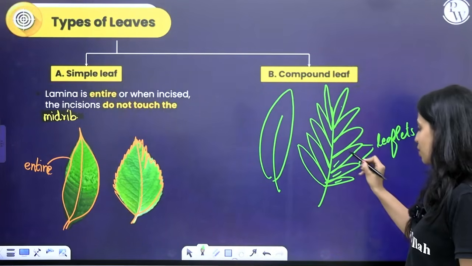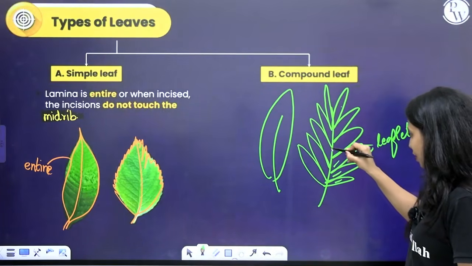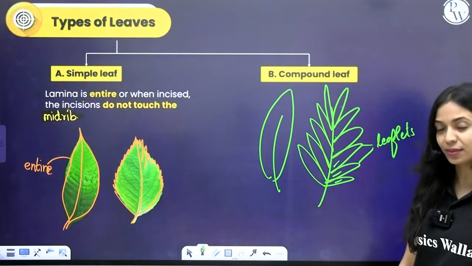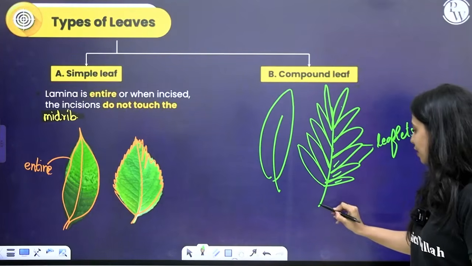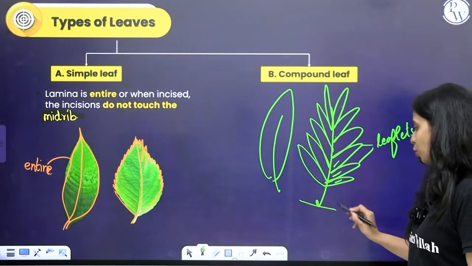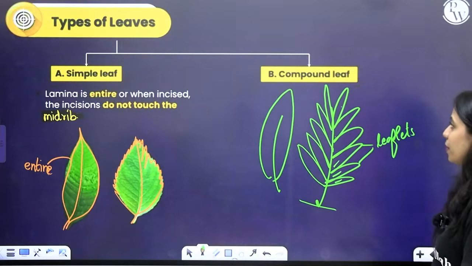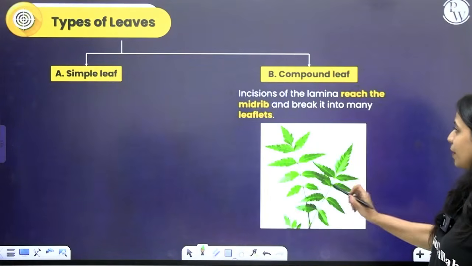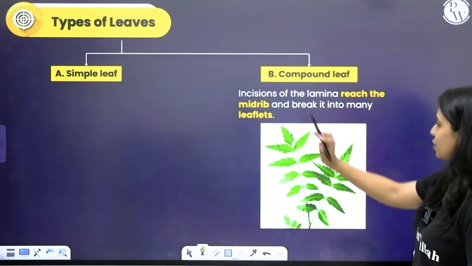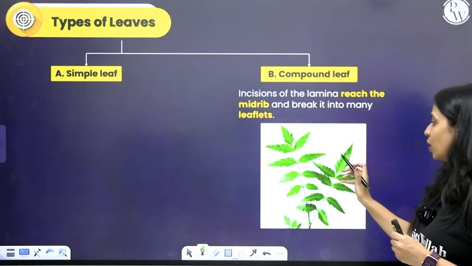If each of these was a leaf, at the axil of each one, there should have been an axillary bud, but that doesn't happen. Instead, there will be only one axillary bud over here. This indicates that this is a compound leaf. Okay, so in compound leaf, what happens? Incisions of the lamina reach the midrib and break it into many small leaflets.